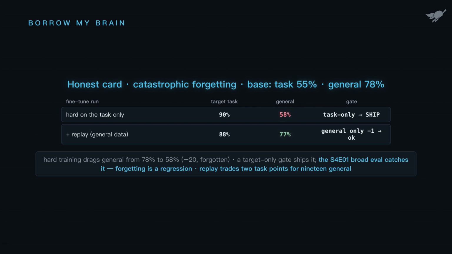The fix is an old one too. Replay. During fine-tuning, mix some general data back in so it doesn't overwrite the old knowledge. Do that, and the task still holds at 88% while general ability holds at 77%. You trade 2 task points for 19 general ones. See, catastrophic forgetting is, at its core, a regression. And the way you catch it is the same move you used to catch regressions in the first episode.